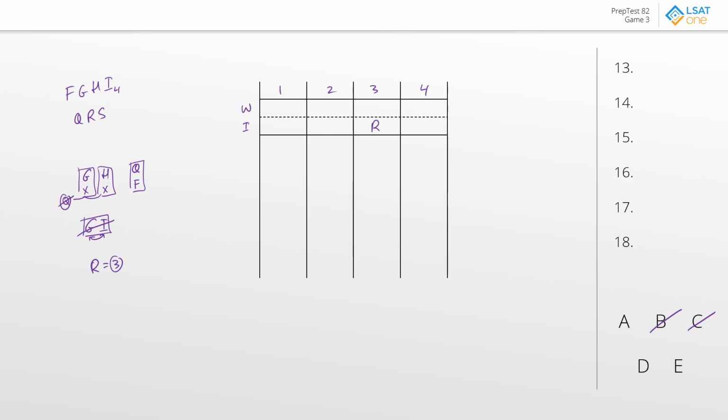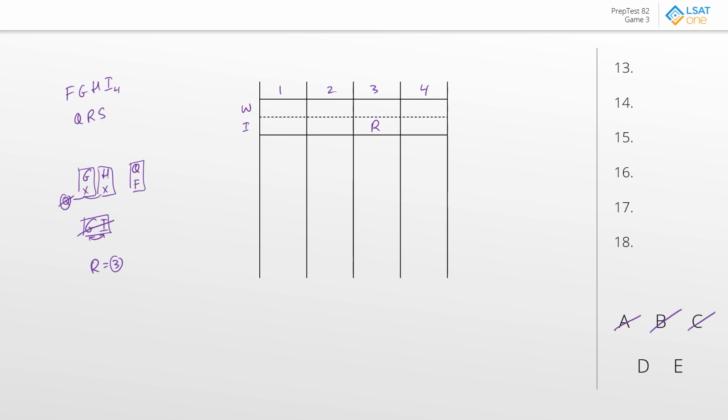Next, Q must be the interviewer for F. Let's take a look. Answer choice A has Q interviewing I and definitely not F, so answer choice A is out. Answer choice D has Q interviews F, we're good. Answer choice E has Q interviews F, we're good.